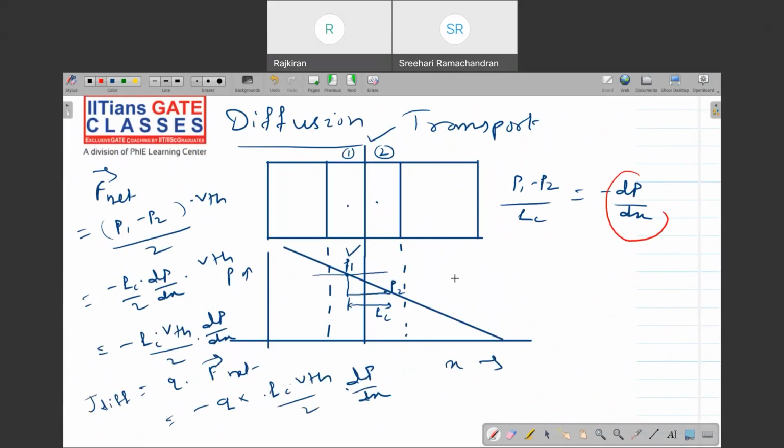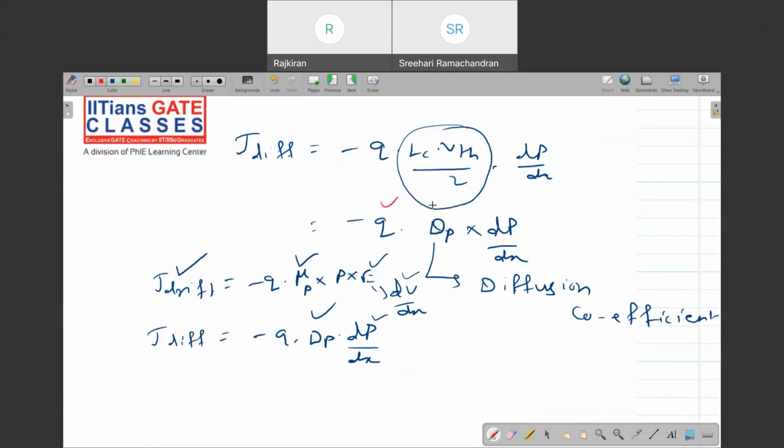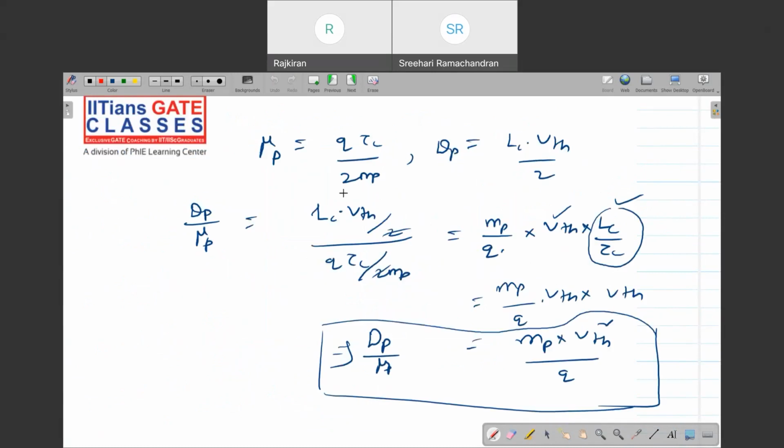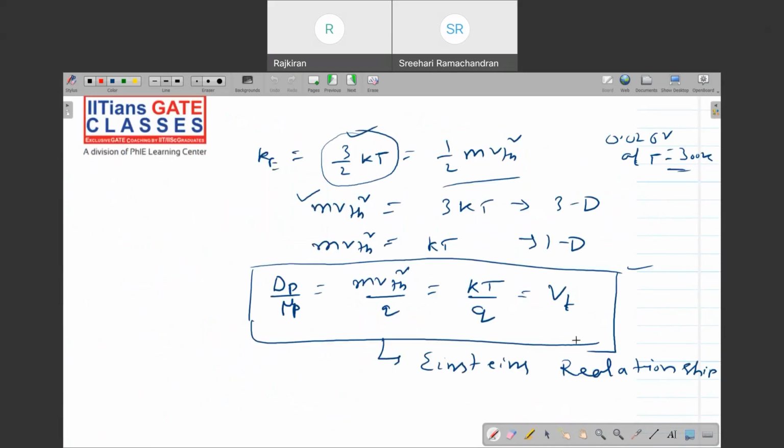So it is q dp by dx. It depends upon the concentration gradient. It depends upon the external electric field. And then we discussed mobility. We know the Dp and mu p relationship is given by VT. It is called Einstein's relationship.